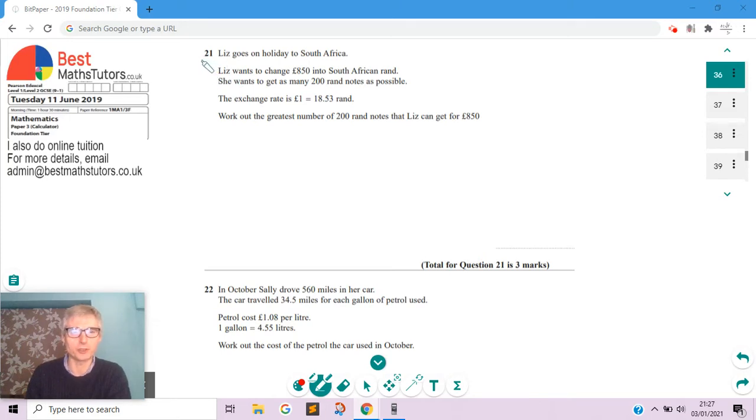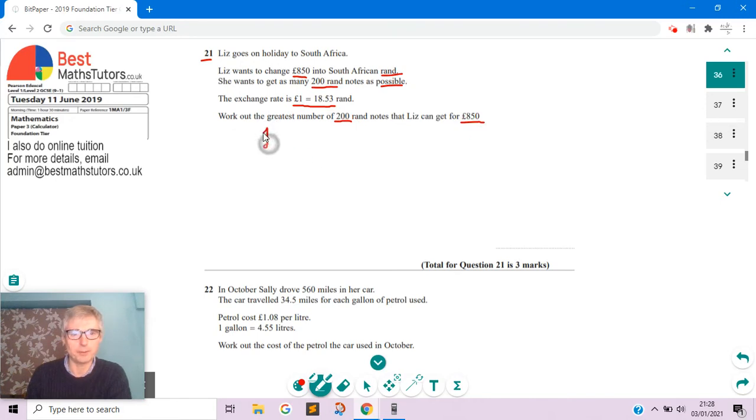So question 21 says that Liz is going on holiday to South Africa and she wants to change £850 into South African Rand, and she wants to get as many 200 Rand notes as possible. We're told that the exchange rate is £1 is equal to 18.53 Rand. Rand is the currency they would use in South Africa. And we've got to work out how many 200 Rand notes we can get for the £850. So we start off with that exchange rate there.